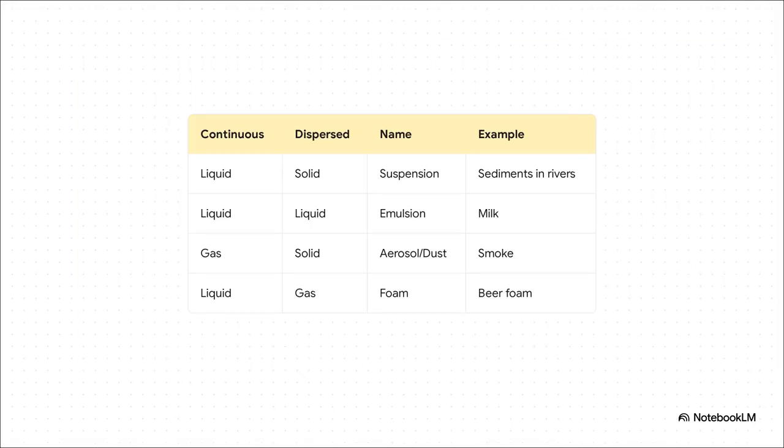See? You get it. And what's so cool is how these really simple combos create all the things we see around us. You put a solid in a liquid, boom, you've got a suspension, like mud in a river. A liquid in another liquid, that's an emulsion, like milk. A solid in a gas gives you an aerosol, like smoke. And a gas in a liquid, well, that's how you get foam, like the head on a beer. It's all just particles hanging out in a medium.